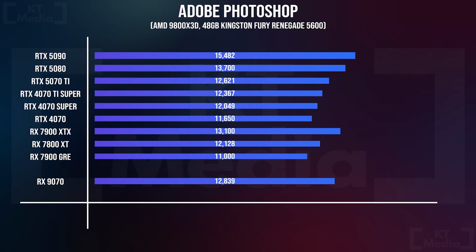So for our first test, we ran the Adobe Photoshop benchmarking test. You can see that the RX 9070 actually performs absolutely best when you take into account its price factor. It performs better than the 5070 Ti, it performs better than the 4070 Ti Super, it performs even better than the 7800 XT and the 7900 GRE.